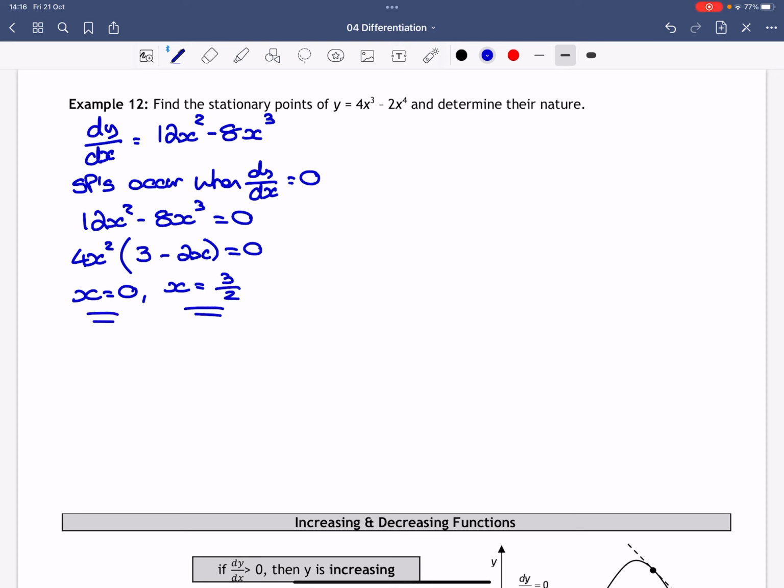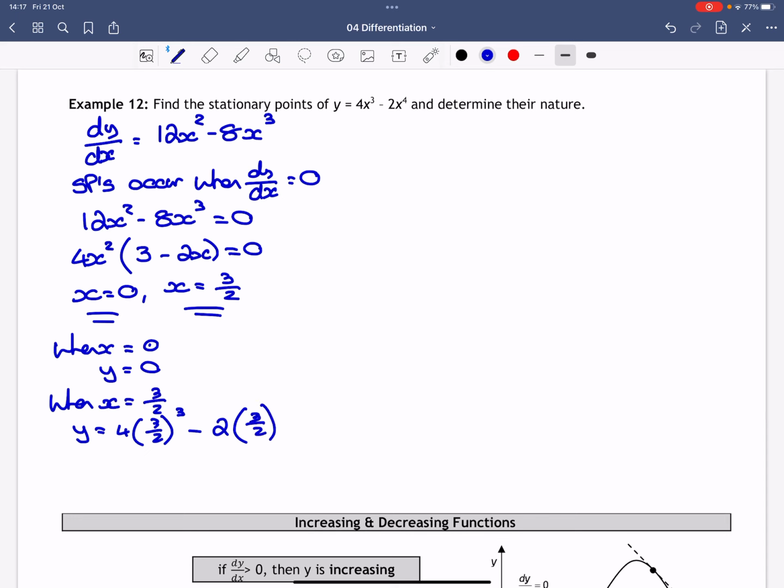Okay. Let's put these values back into the original equation. So let's put 0 in, first of all. So I'll say when x is equal to 0, y, looking at that, would just give us y is equal to 0. Let's go for when x is equal to 3/2. y is equal to 4 times 3/2 cubed. Take away 2 times 3/2 to the power 4.